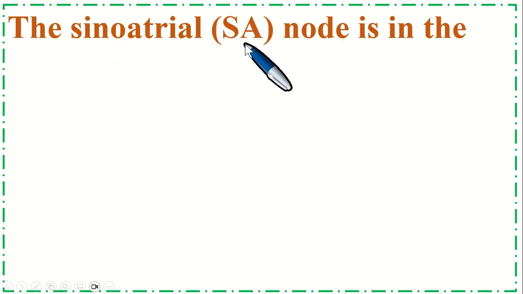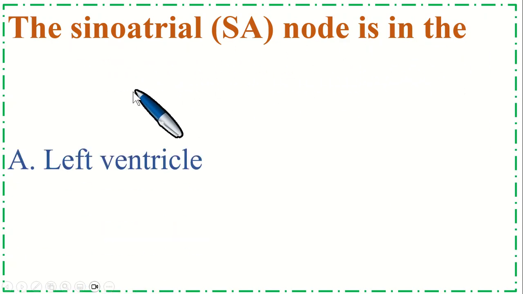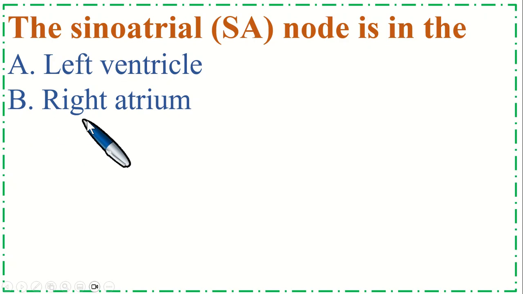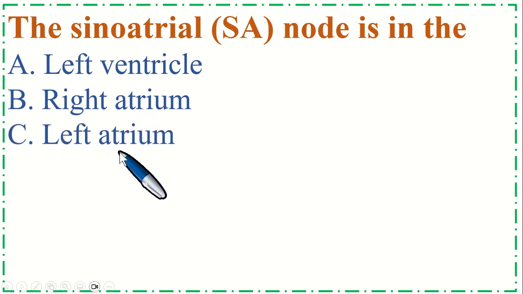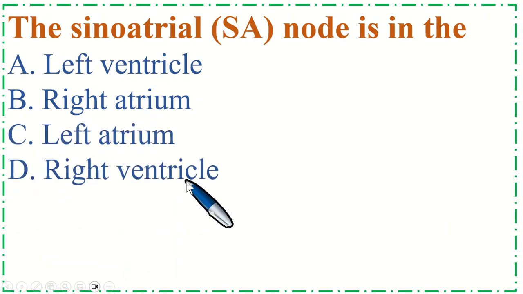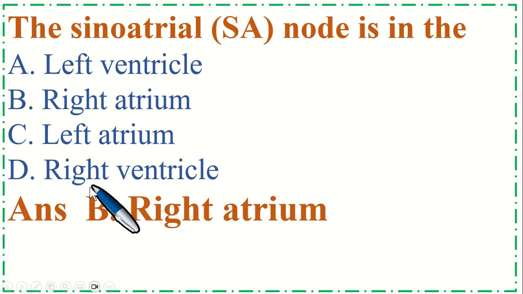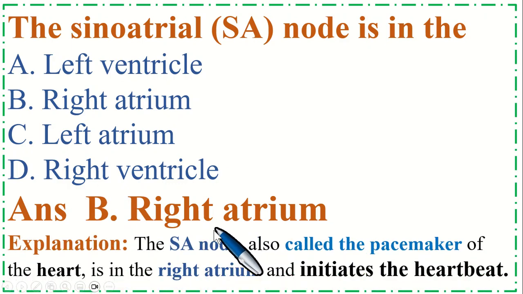The sinoatrial SA node is in the option A, left ventricle, B, right atrium, C, left atrium, and option D, right ventricle. So the correct option is B, right atrium. The SA node, also called the pacemaker of the heart, is in the right atrium and initiates the heartbeat.